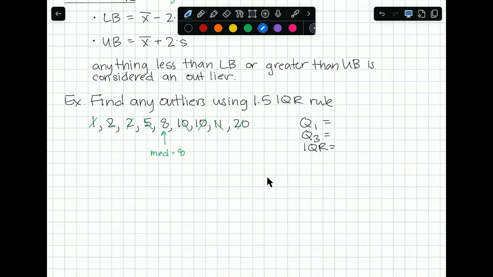And then I'll do the lower half. 8's not included. So cross off. I'm left with 2. So Q1 is 2. And then I'll do the same thing on the other side. 8 has already been used as my median, so cross off. I'm left with 10 and 11. So my quartile 3 is halfway between, which is 10.5. Which means my IQR is 10.5 minus 2, which should be 8.5.